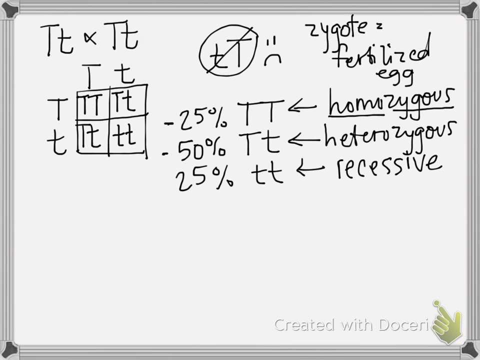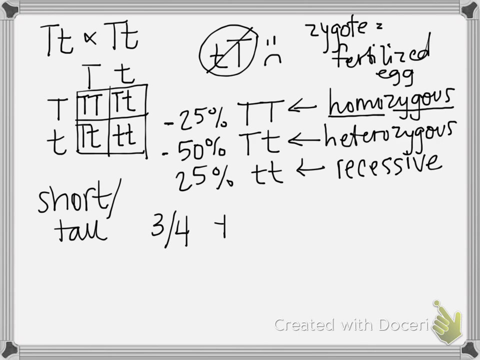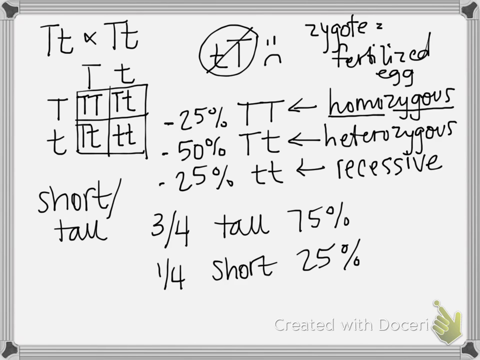And let's talk about their phenotypes. If this allele is for either short or tall, okay, the genotype big T gives us tall, and the genotype big T little t also gives us tall. So that means that 3 out of these 4 are tall. Okay, that would be 75%. And then that also tells us that 1 out of 4 would be short, and that's 25%. Now what this does not mean, it does not mean that out of 4 kids, 1 would be short and 3 would be tall.